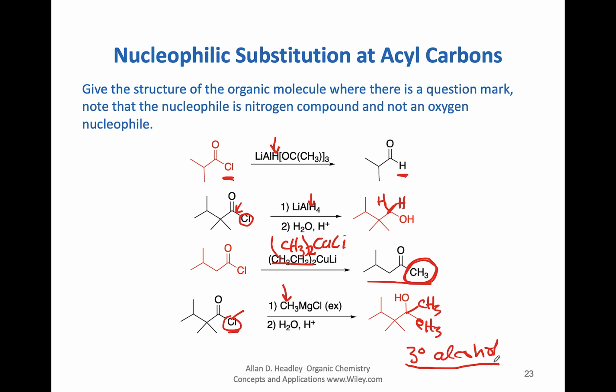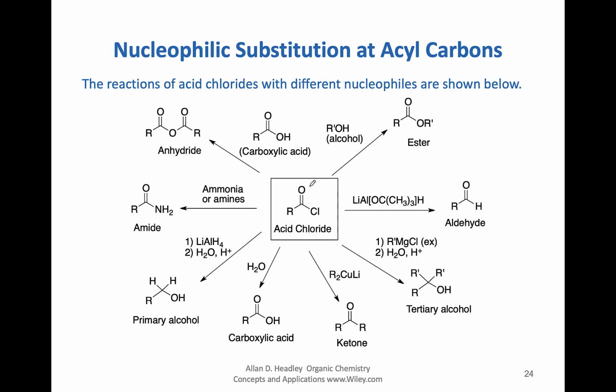Okay, so with that said, let us just do a quick summary for what we've done here. So the acid chloride, as you can see, it's a very important starting material, because we can use it to make esters by reacting it with alcohols. We can use it to make aldehydes by reacting it with the appropriate reducing agents such as lithium aluminum hydride tert butoxide. We can use it to make tertiary alcohols by reacting it with the Grignard reagent in excess.